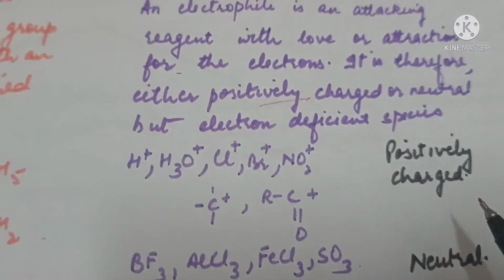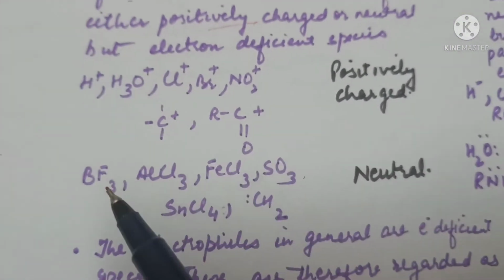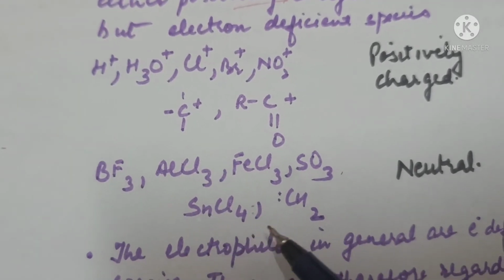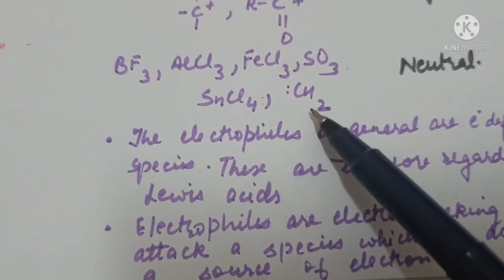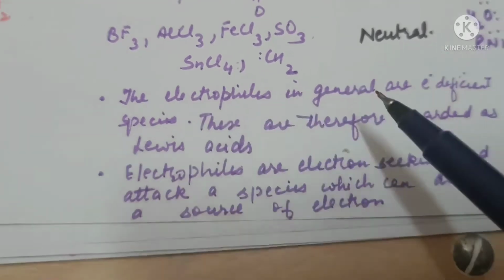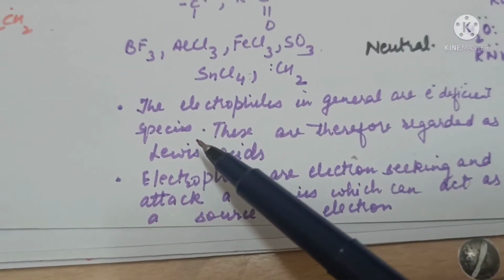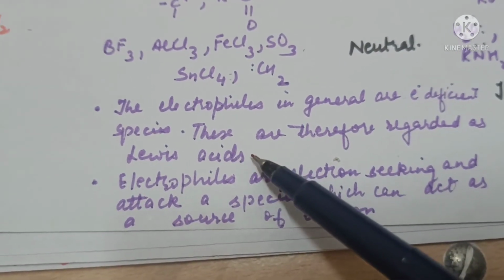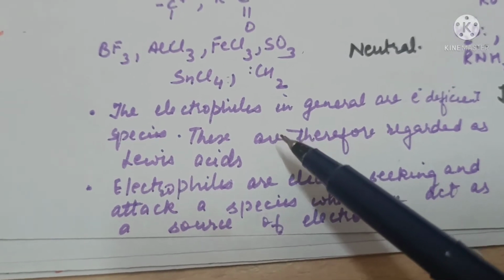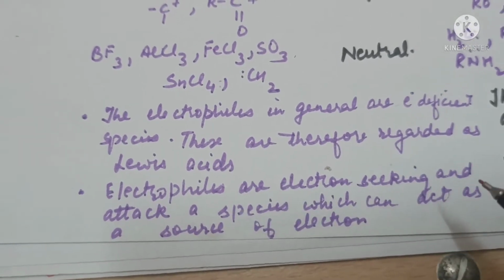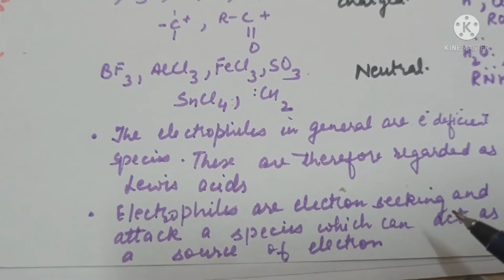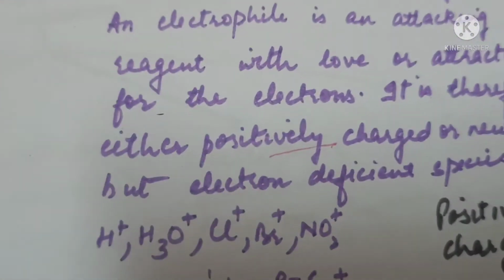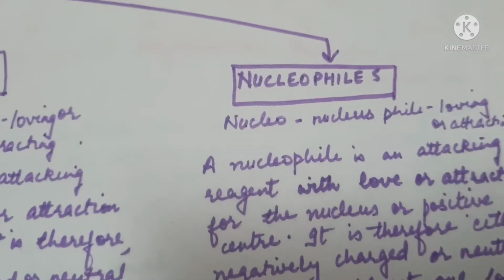These are all positively charged electrophiles. Neutral electrophiles are BF3, AlCl3, FeCl3, SO3, SnCl4 and carbene. Electrophiles in general are electron deficient species. These are therefore regarded as Lewis acids. They have a tendency to accept electrons. Electrophiles are electron seeking and attack a species which can act as a source of electrons. So an electrophile will go to that carbon atom which has electrons present on it.